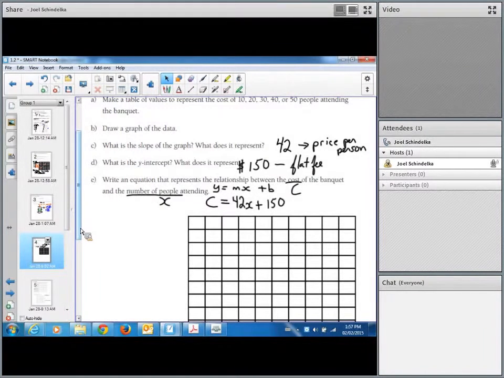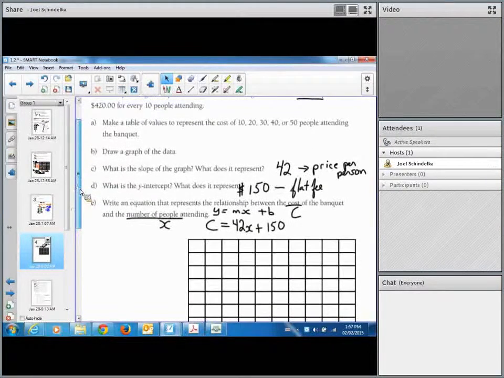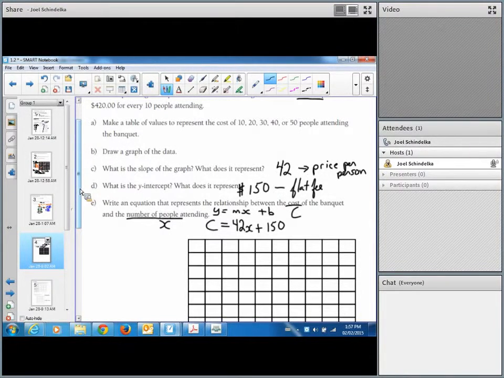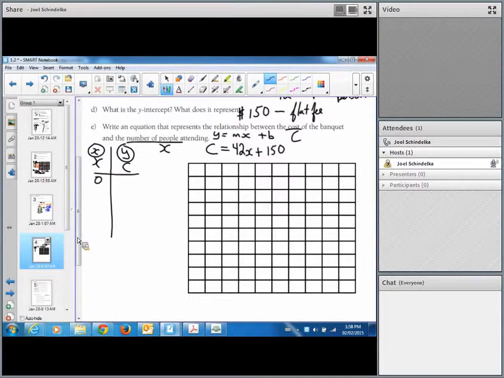Now, I know I did this out of order. I just wanted to see if it's maybe tougher. But anyways, let's go back then to make a table of values. Instead of y, we're going to use C for cost. 10, 20, 30, etc. Well, we know at 0 it's 150 bucks.